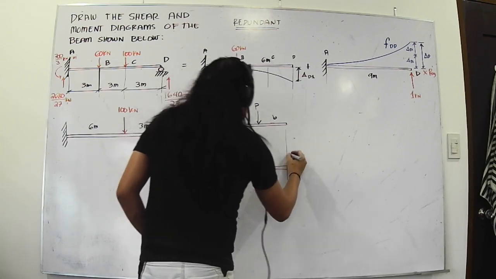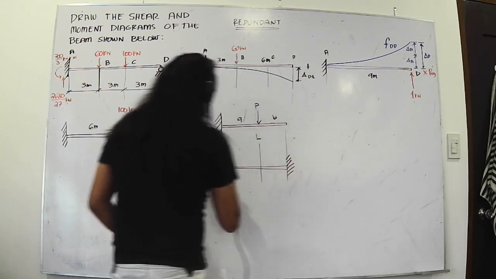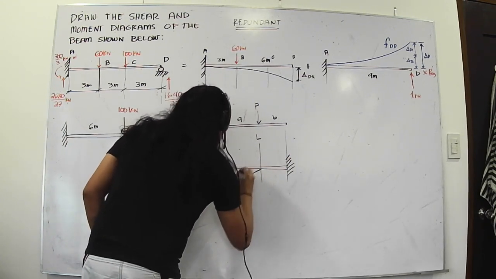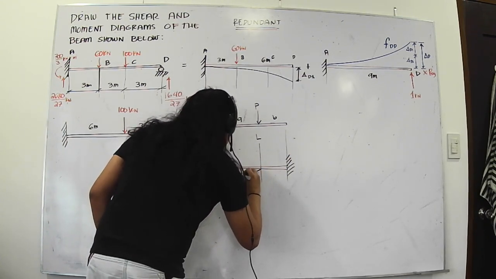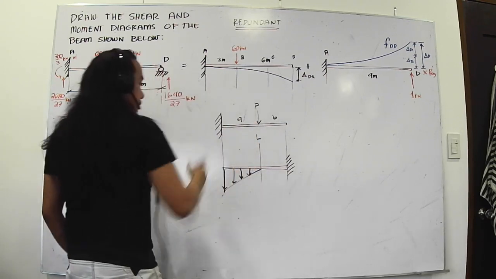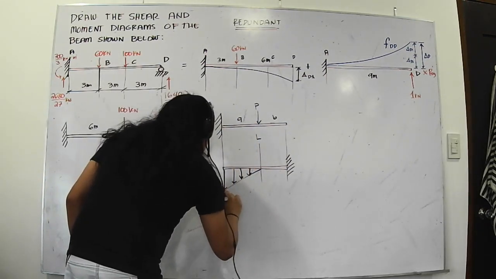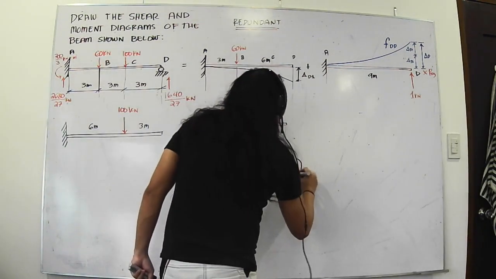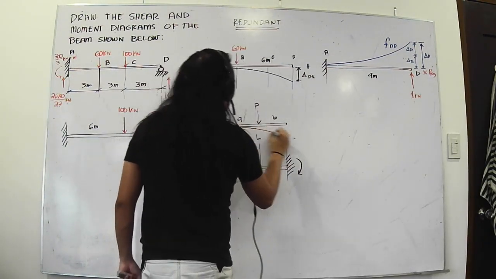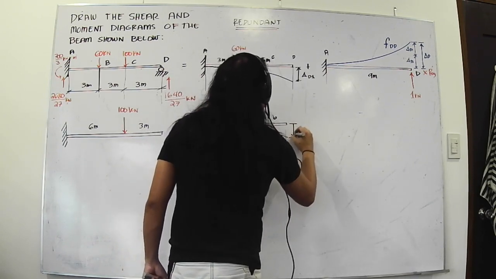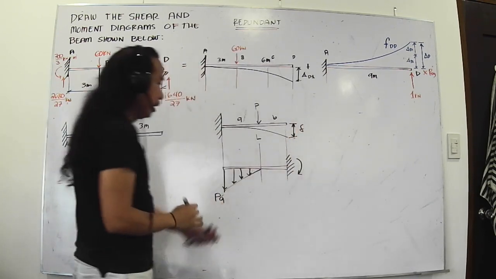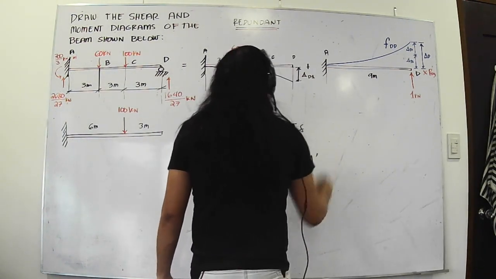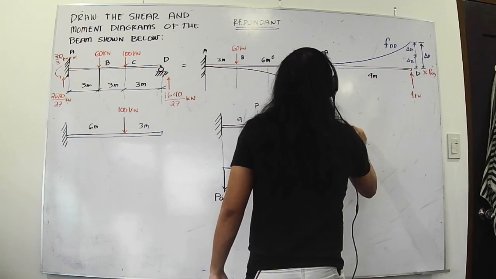The fixed end becomes free, and the load P is placed there. P times A, that is PA. Now I need to solve for the moment, because I want to get the deflection. Moment prime.